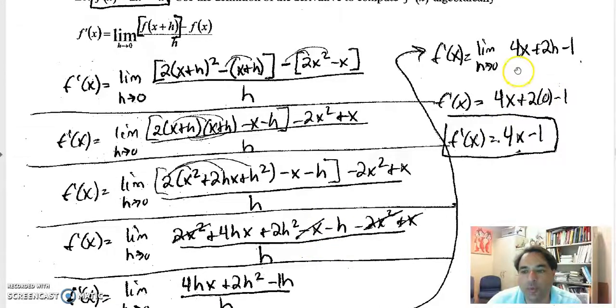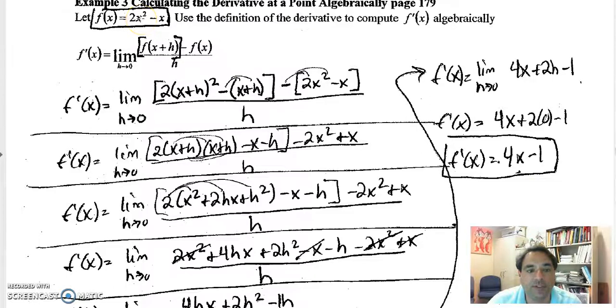And then we get to this point when now I can plug in 0 for h. Limit as h approaches 0, plug in 0 for h. That becomes 0. You're left with 4x minus 1. There's your derivative function. So if I plug into the original, I would use this one. To find the rate of change, I would use this one.